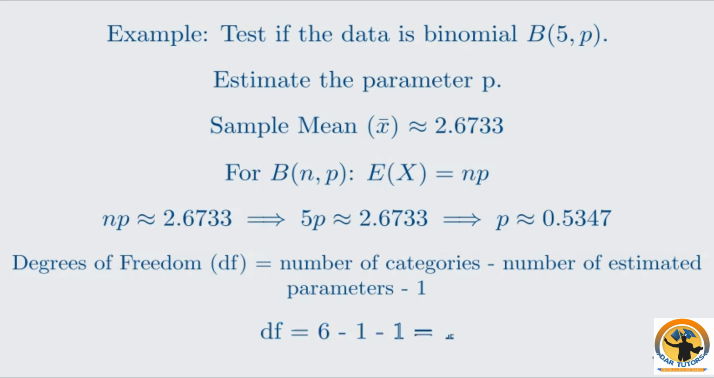In our case, with 6 categories and 1 estimated parameter, our degrees of freedom is 4.